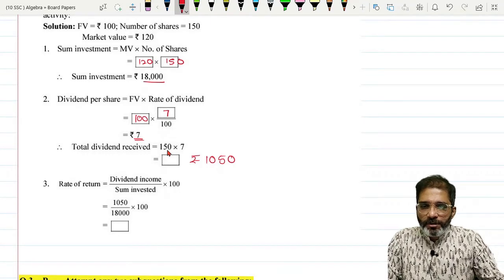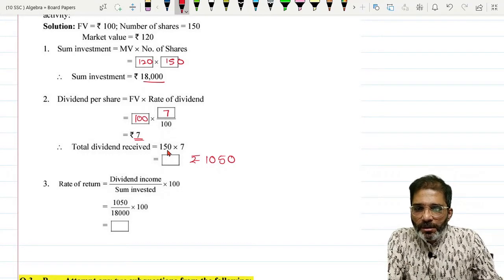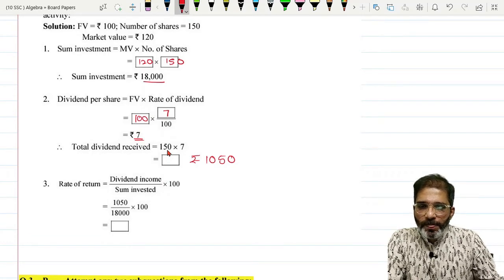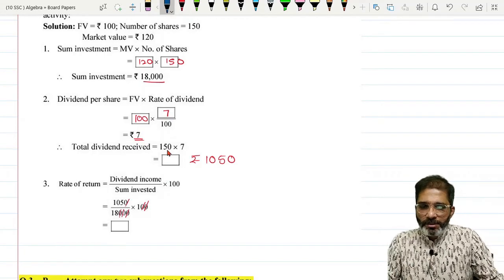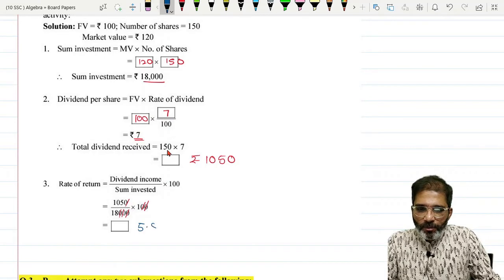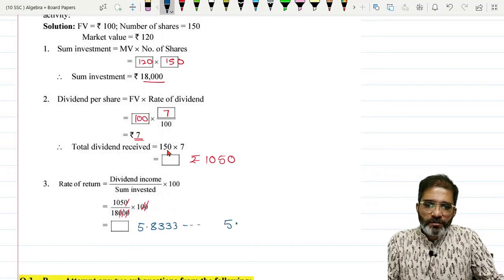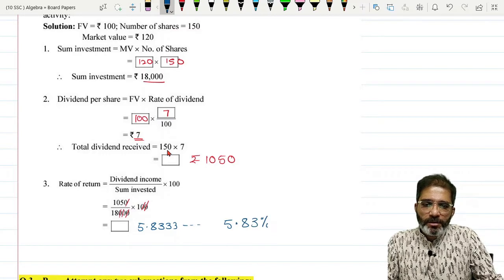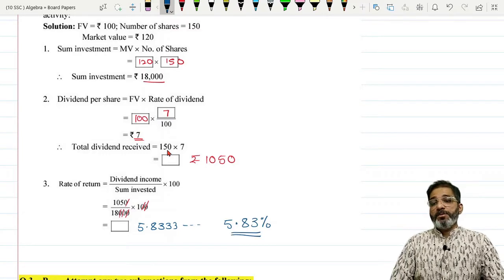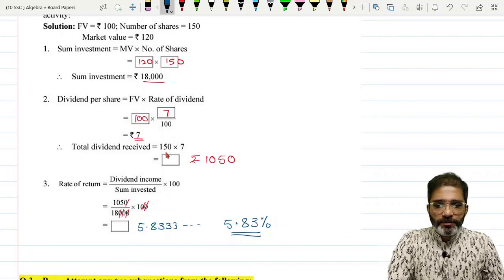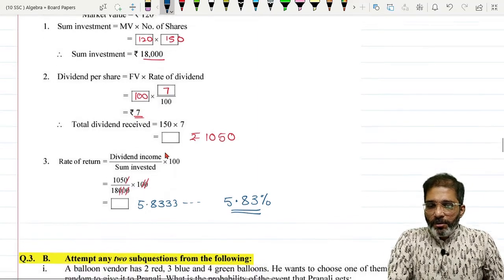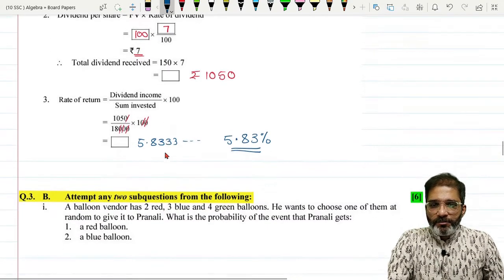Okay, and the last part is you have to find out the rate of return. So the rate of return is dividend upon total invested into 100. Okay, so we have to just reduce it. Yes, and when you divide, you get the answer as 5.83333. It is recurring, so we take it as 5.83%. Okay, so this is the rate of return. Okay, so students, let's have the next question.